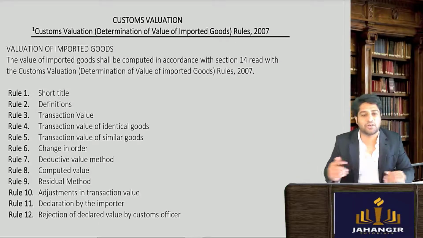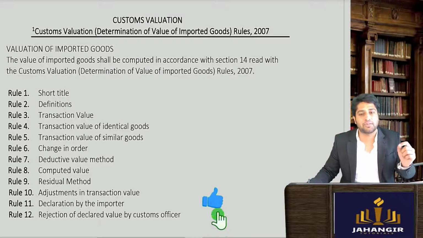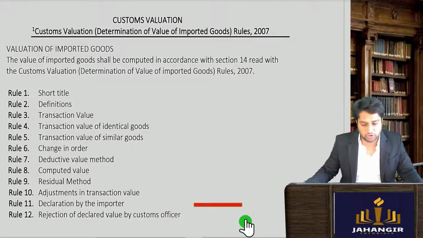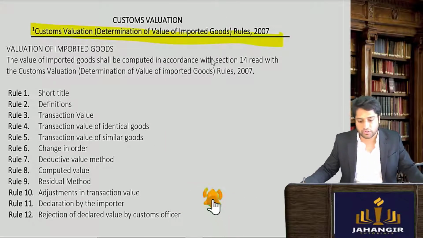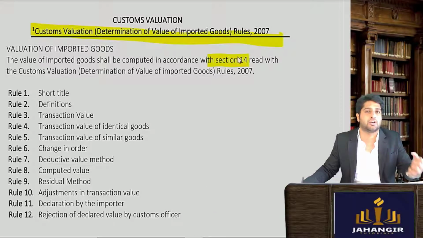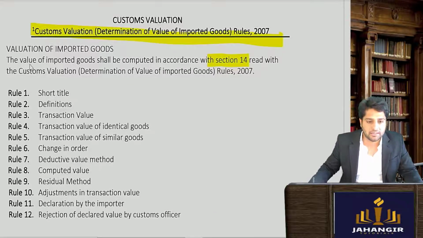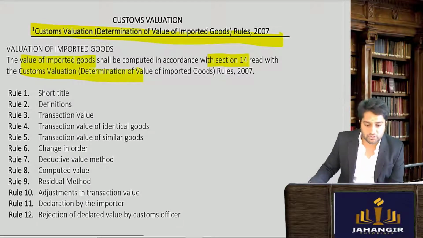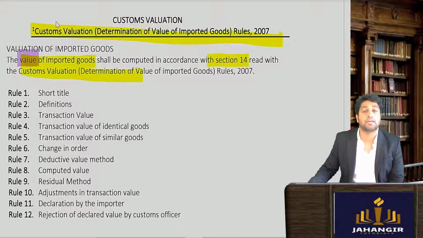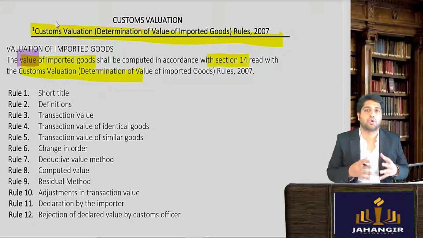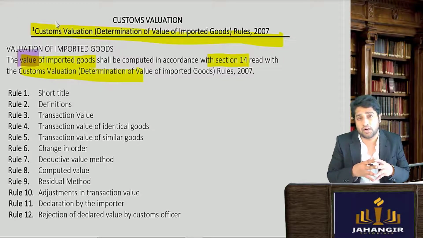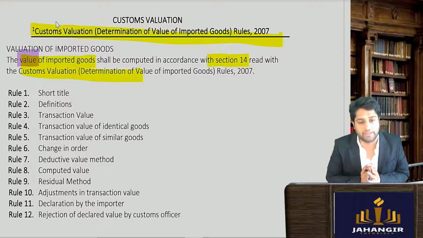Now we'll be starting the Customs Valuation (Determination of Value of Imported Goods) Rules, 2007. This rule is to be read with Section 14, that is, the transaction value, and these rules together will help you find out the value of imported goods. Once you compute the value, the rate is applicable on this value, and that's how you come to know the total amount of customs duty payable in rupee terms.